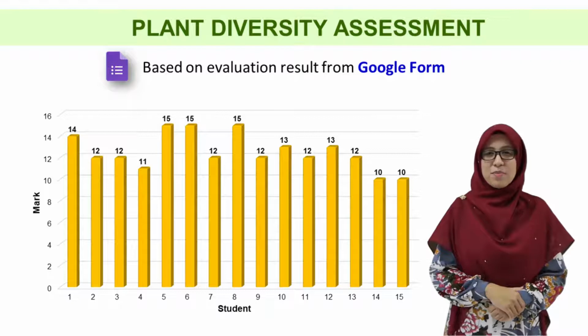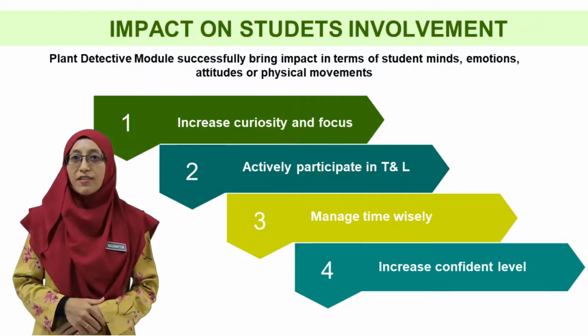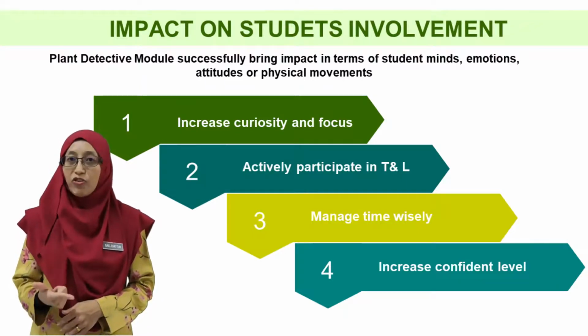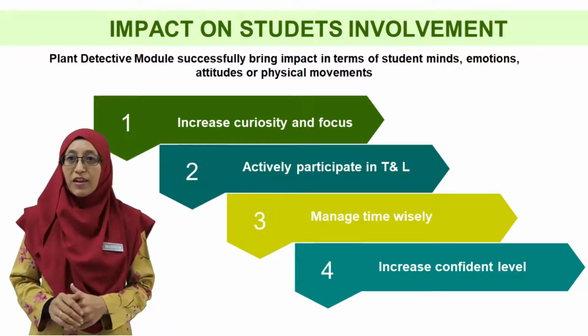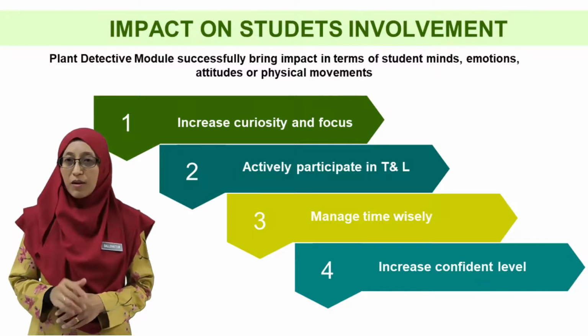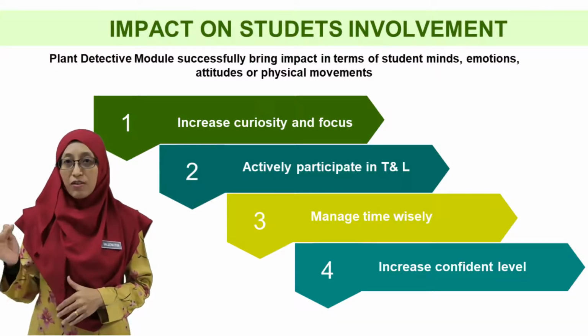Almost all students get more than 11 marks, which means more than 80% of the students were able to answer the questions correctly. The implication of this Plant Detective Module was that it helped us to understand the students' learning style in terms of students' minds, emotions, attitudes or physical movements. At the end of the session, students had increased their curiosity and focus about biodiversity. They also actively participated in the activity with their friends. We also found that students can manage their time wisely and the students' level of confidence also increased.